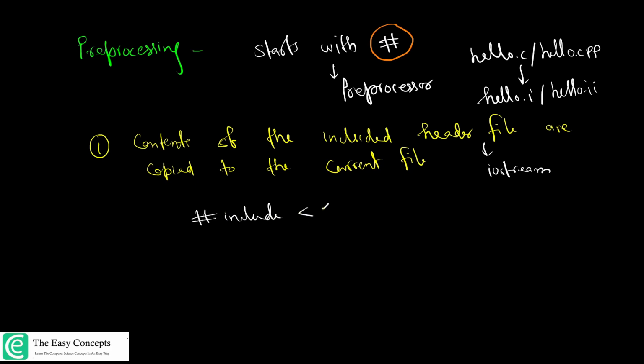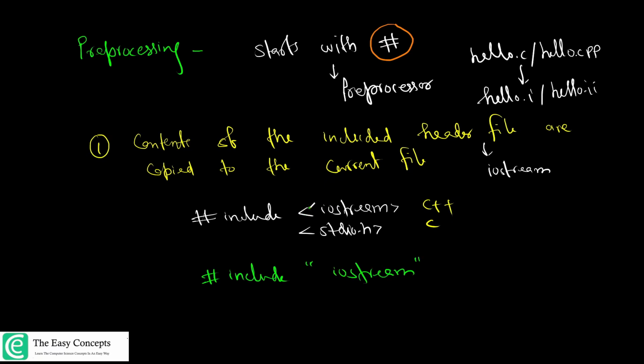As you write #include iostream in C++ or #include stdio.h in C, one is a C++ header file and the other is a C header file. You can write these things in another way also. Let me tell you how. You can write #include iostream. Now there is some difference between the angular brackets that we are using here and the double quotes that we are using here. Let me tell you what the difference is.